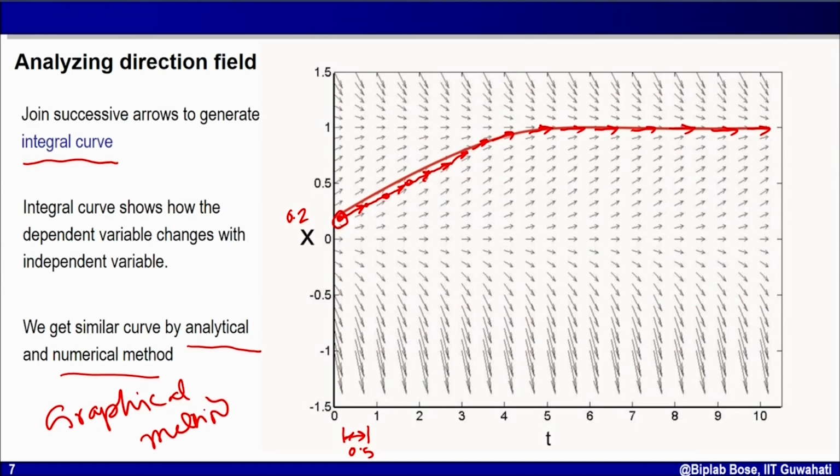Graphical methods are very useful when you cannot integrate a particular ODE. Just looking at the graphical representation of the direction field and the integral curve, you can get a qualitative behavior of the system. Let us take another initial point, t equal to 0, x is 0.5, and then if I keep on following the successive arrows, then I will get another integral curve, as shown here by the green one.